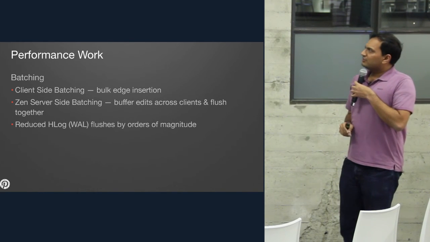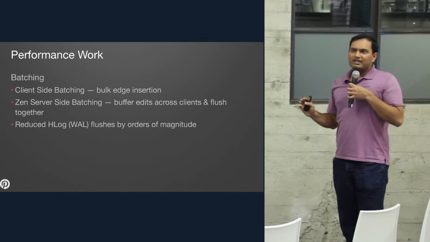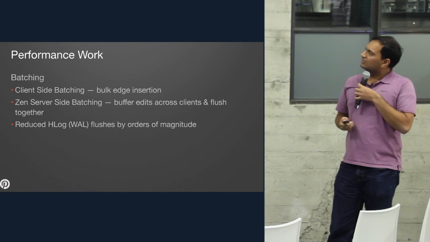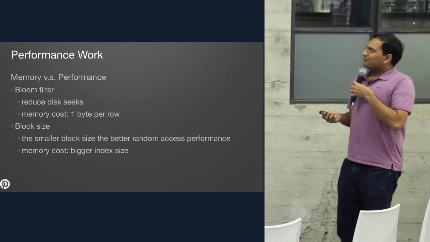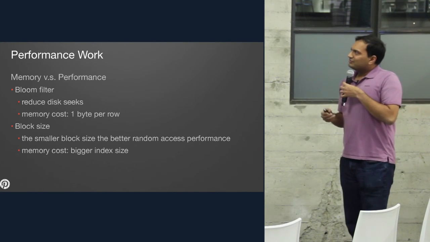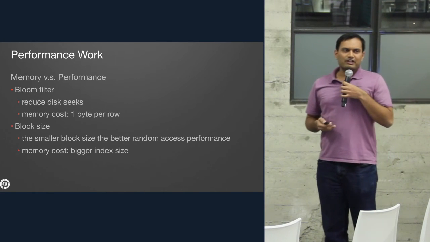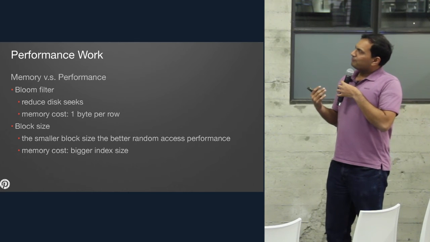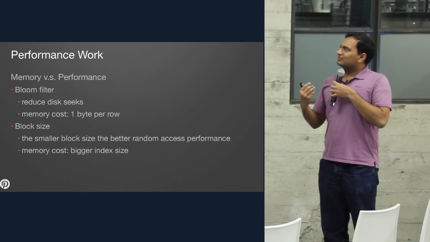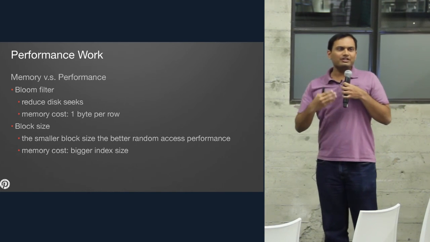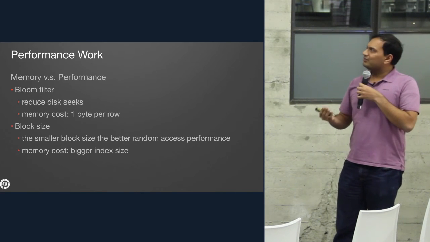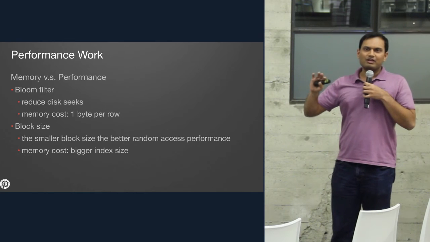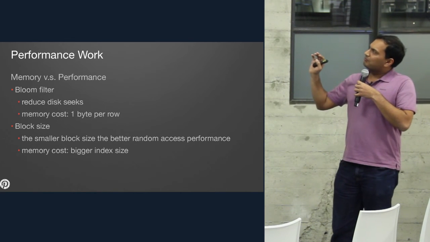So this reduced HLog flushes by orders of magnitude and got this workload working out for us on top of Zen. Then there are tricks around memory and performance within the HBase storage model. HBase uses Bloom filters to reduce disk seeks, but there are cases when you don't need a Bloom filter. If you're not doing random lookups, you don't need a Bloom filter, and we were able to save memory for other users by actually removing the Bloom filter.